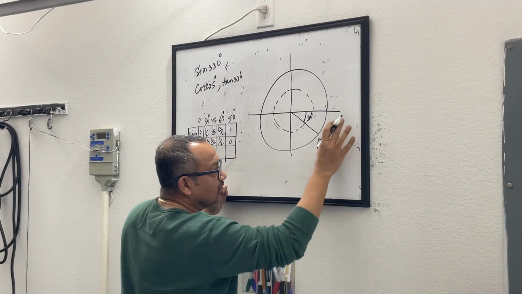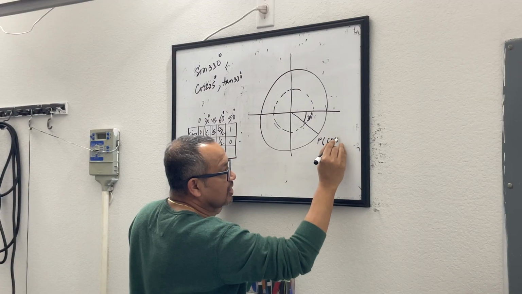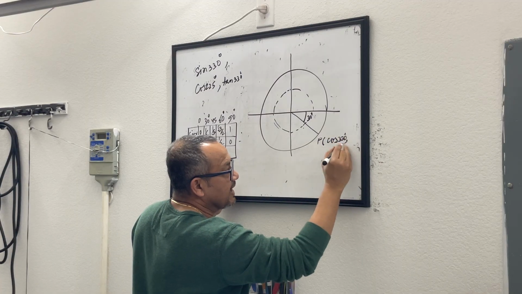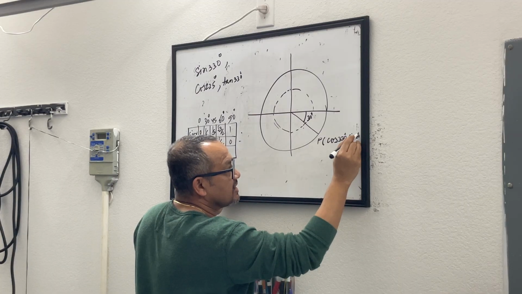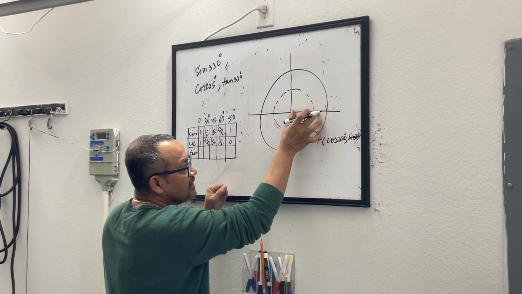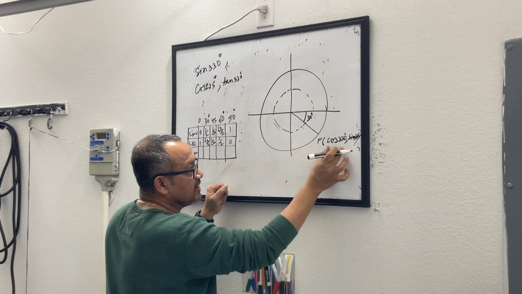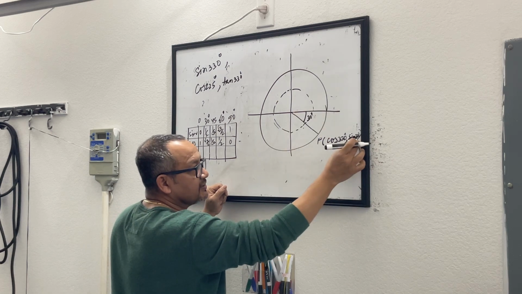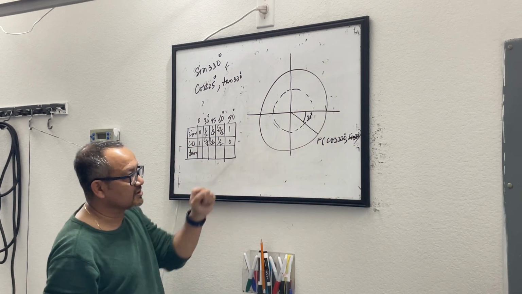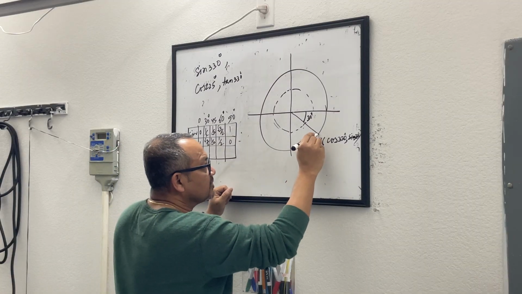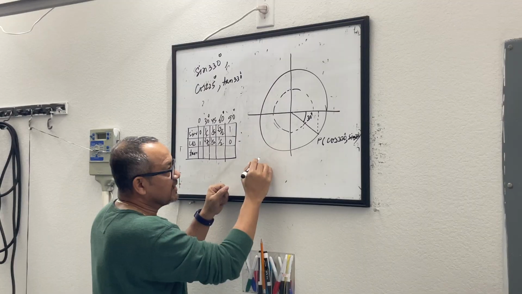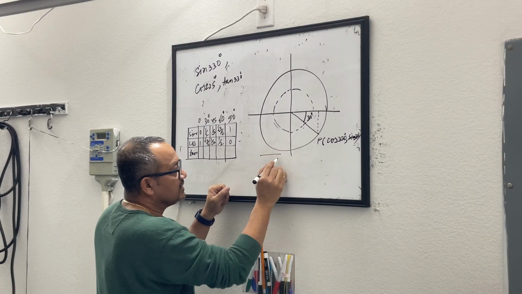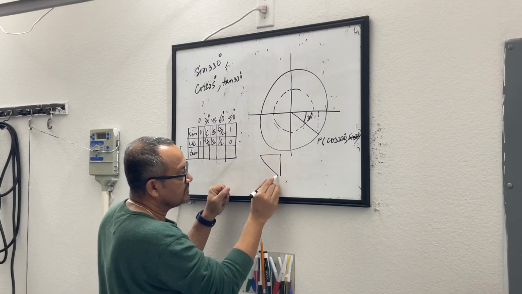This point's x coordinate will be cos of 330 and y coordinate will be sine of 330. If I can find out this length, that will be cos of 330. This length will be equal to sine of 330. Let's see what happens. Now, when I have come to this point, let me drop a perpendicular from here to here. And this is my right angle triangle.